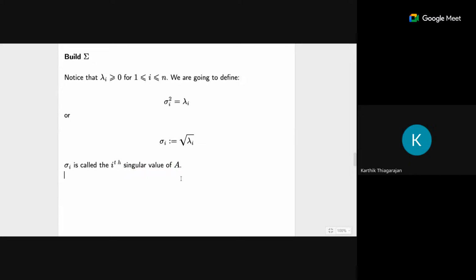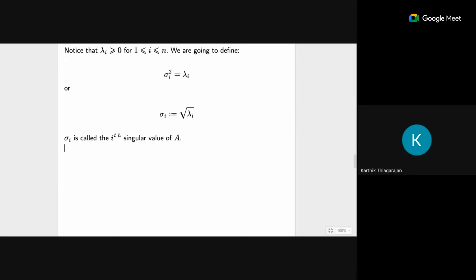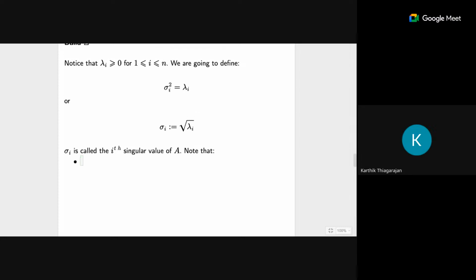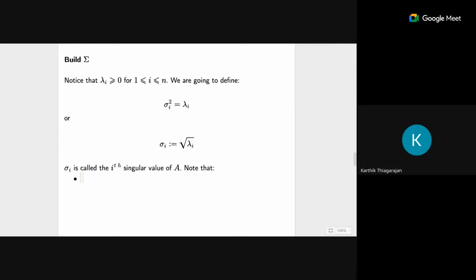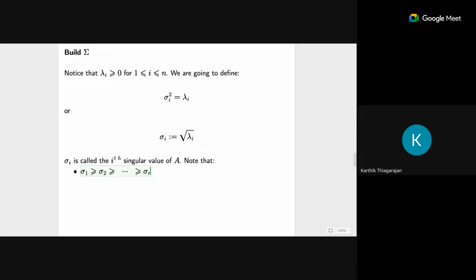What can you tell me about the relationship between sigma 1, sigma 2, and so on? We can order them, right? So sigma 1 is greater than or equal to sigma 2, in descending order till sigma r. What can you say about the first r singular values? They are all positive, so these are greater than 0, where r, always remember, is the rank of the matrix A. And sigma r plus 1 equals dot dot dot equals 0.